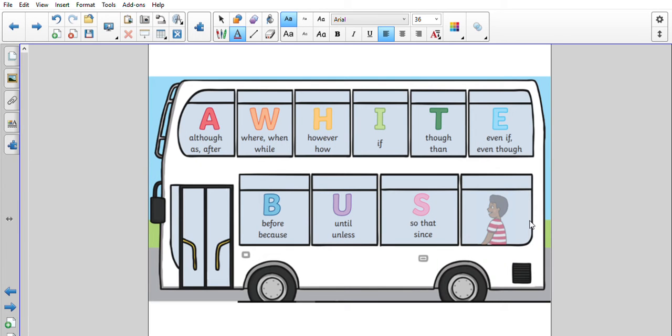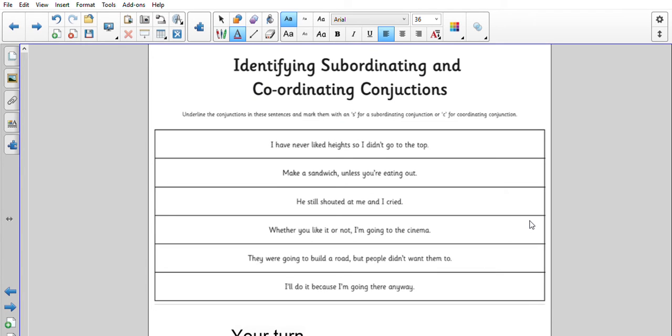And the easiest way to remember subordinating conjunctions is to look at A White Bus. So it lists the letters and examples of subordinating conjunctions that you can use for your subordinate clauses. So you can go back to those in the video if you need to.